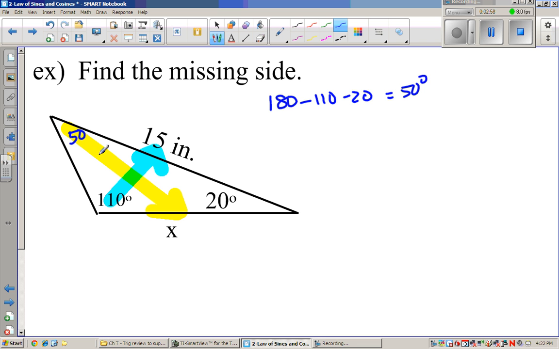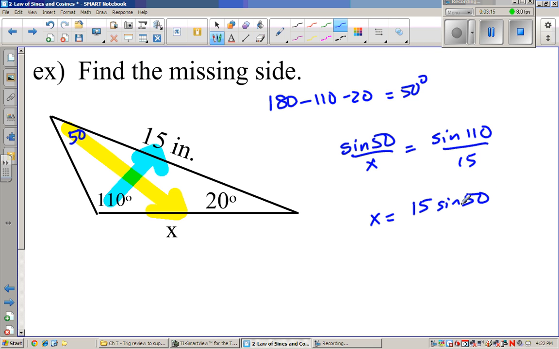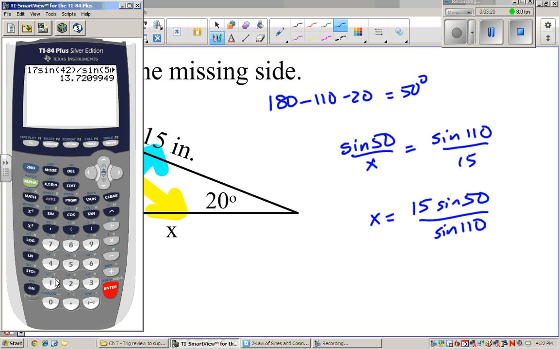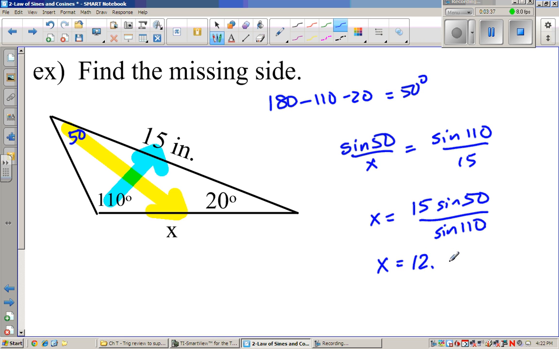So now I have what's opposite x, and I can say sine 50 over x equals sine 110 over 15. And cross multiply and divide, and we end up with 15 sine 50 over sine 110. And pull out our calculator, and so we've got 15 sine 50, close the parenthesis, divided by sine of 110. Gives us an answer of 12.23. So x equals 12.23.